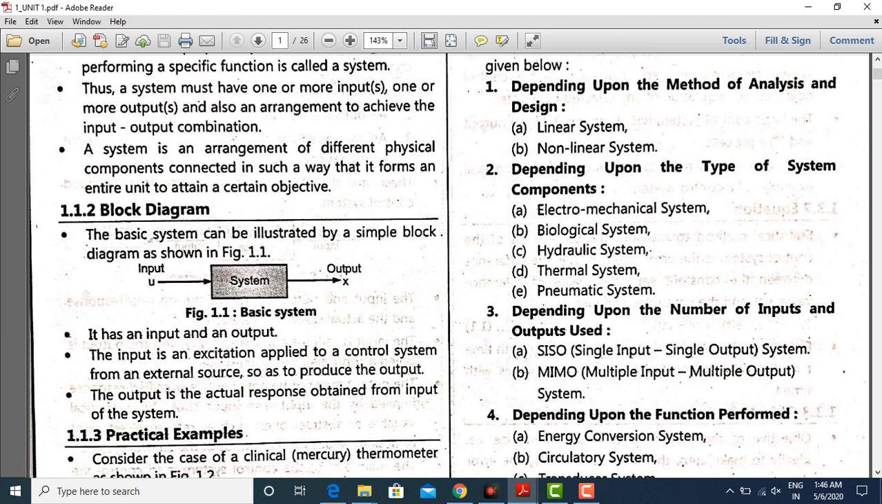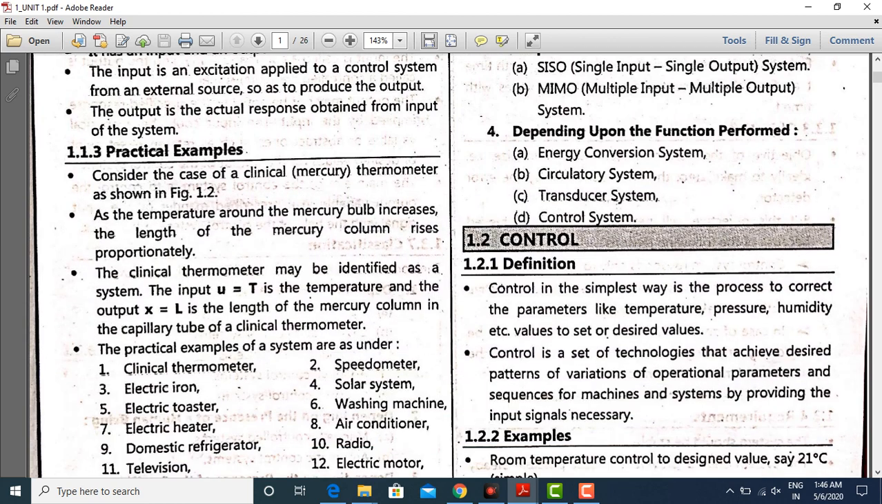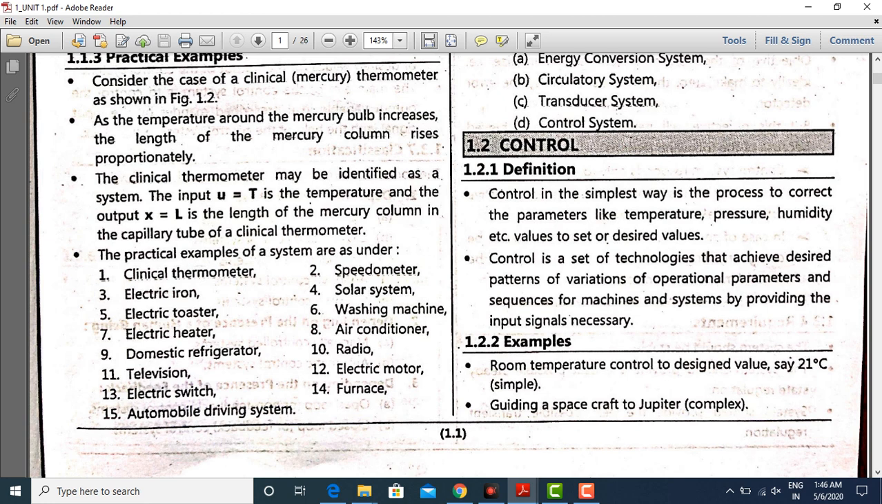What is system? It is interconnection of different physical components such that it will produce the controlled output. What is output? When input is given to the system, output is the resultant. In this way we can describe the system, physical model and physical working of the system. Now let's discuss the practical example of the system.